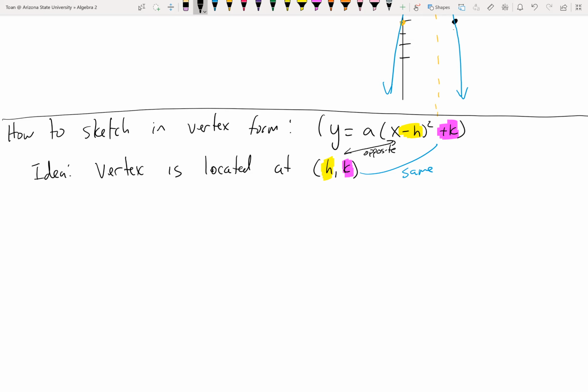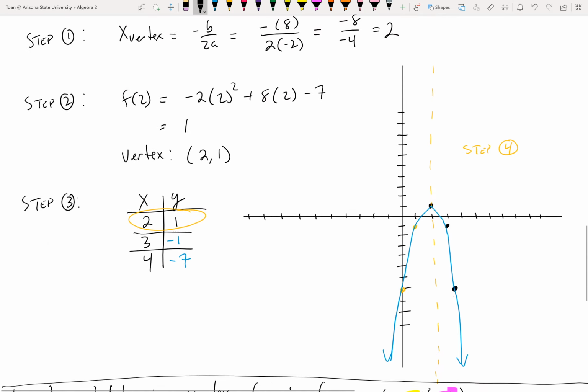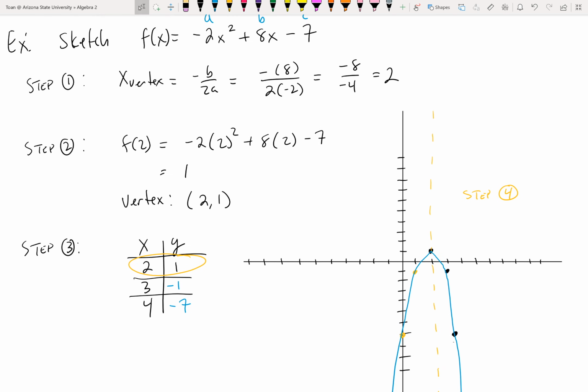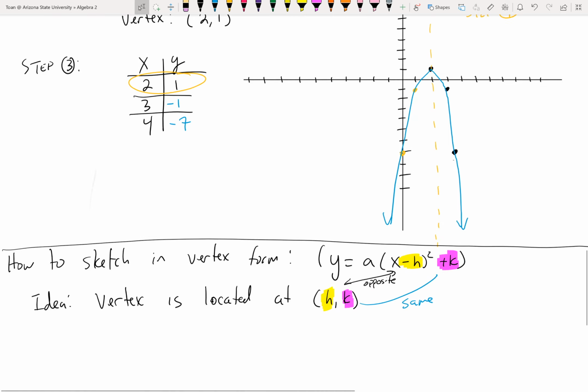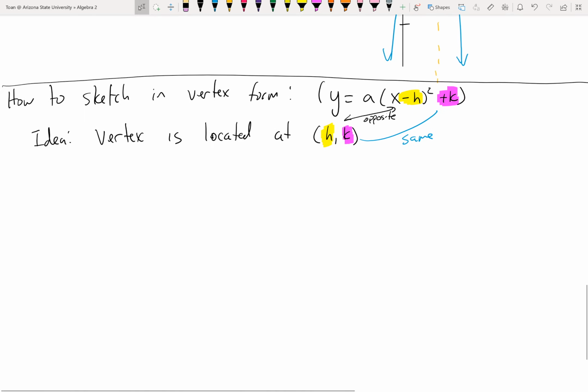Well, once you have the vertex, it literally is the same steps as above here, standard form. So basically, if I give it to you in vertex form, step 1 and step 2 is already done. You just have to do step 3 and 4. Make an XY table and graph. Right? So let's go ahead and do a quick example here.